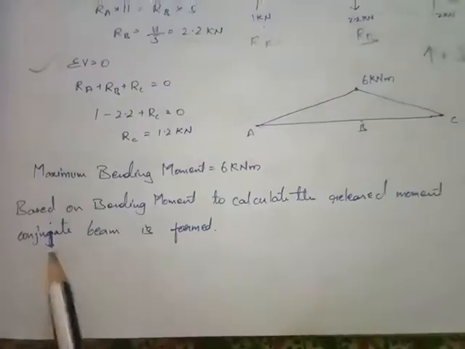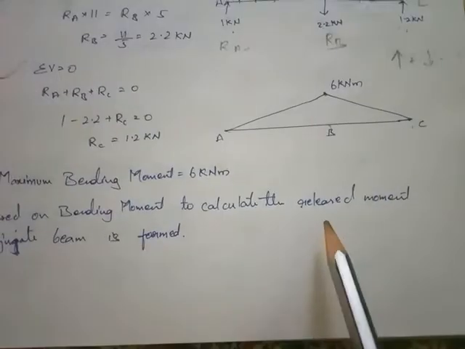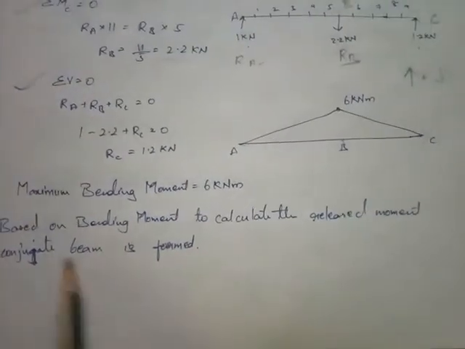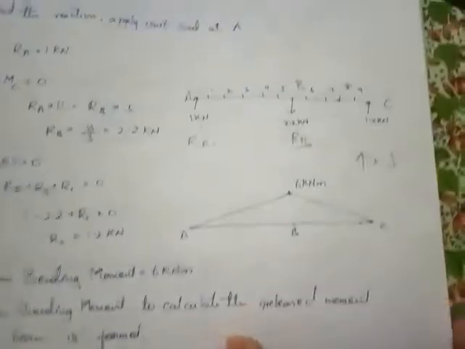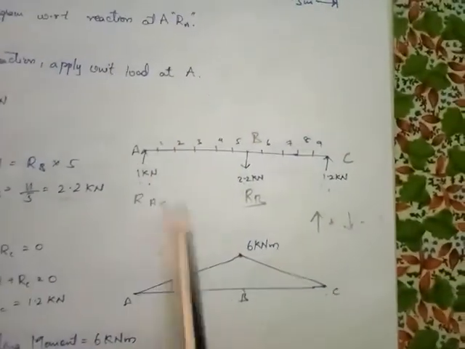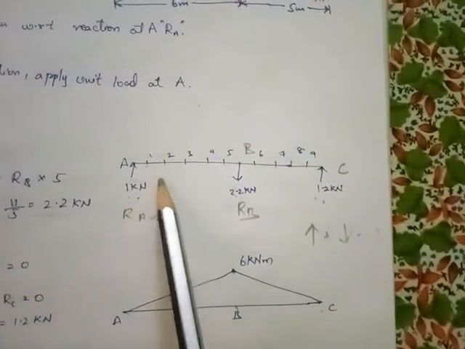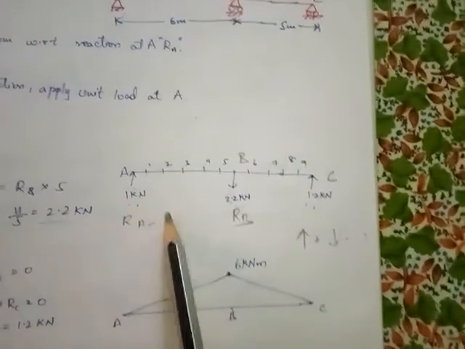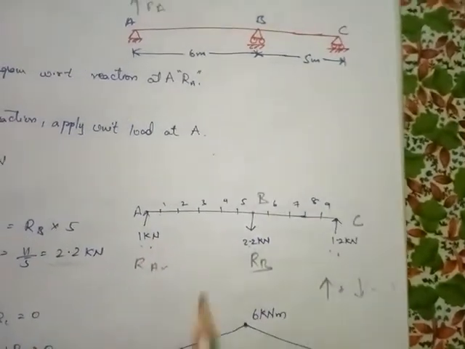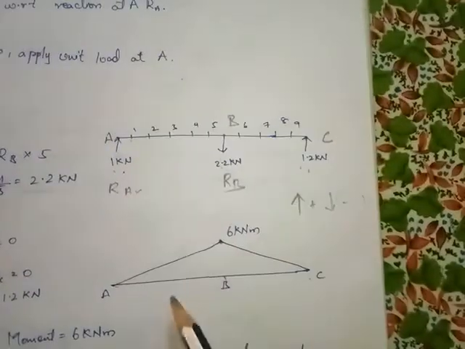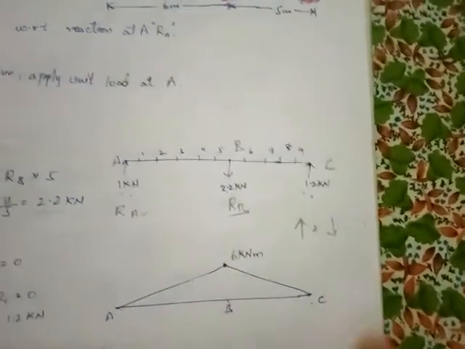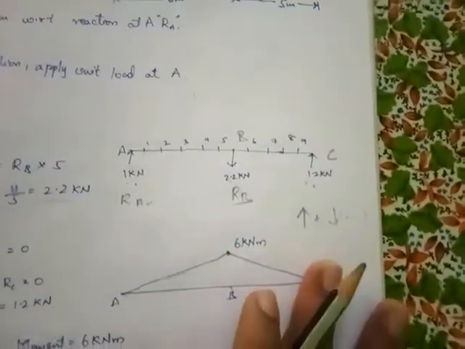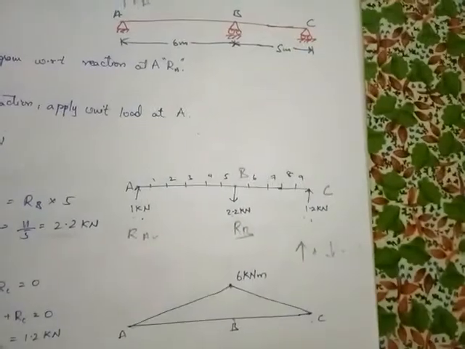Next, based on the bending moment, to calculate the released moments, a conjugate beam is formed. So far we have calculated the reactions for applying 1 kilonewton of load at point A, and we have calculated the bending moment and reactions at the different supports. But this is not enough. The moments are calculated, but we need to find out the influence line with respect to the reaction, how it forms. For that we are forming this beam into a conjugate beam.